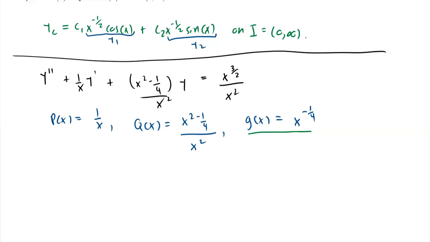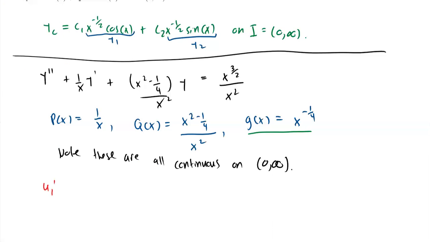So note, these are all continuous on 0 to infinity, not including 0. Then we would be dividing by 0. And that's it. So now you can just find u1 prime and u2 prime using the formulas. I'm not going to do the integration. I'm just going to set it up.